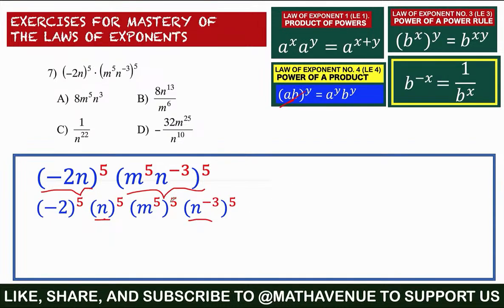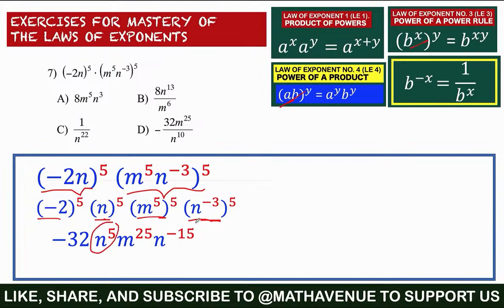What we can do is simplify first this part here, and simplify this, applying law of exponent number 3, and then you will still have n here and n there, and we can apply another law of exponent for that. So let's simplify first, applying law of exponent number 3. Negative 2 to the fifth is negative 32. Copy n to the fifth. 5 times 5 is 25, so you have m to the 25th. Negative 3 times 5 is negative 15.